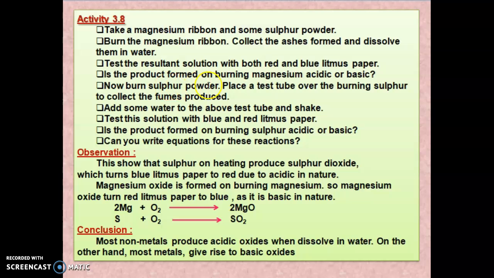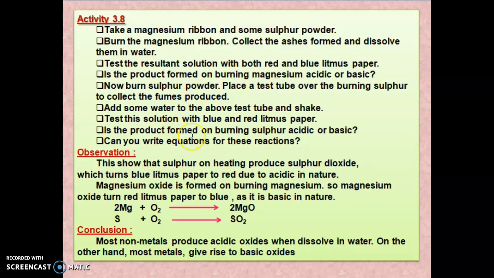Now, burn the sulfur powder. Place a test tube over the burning sulfur to collect the fumes produced. Add some water to the test tube and shake. Test the solution with blue and red litmus paper. Is the product formed on burning sulfur acidic or basic? And can you write the equation for this reaction?